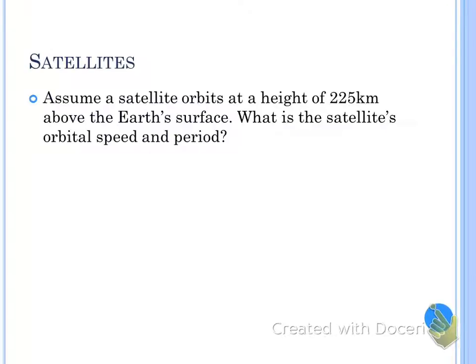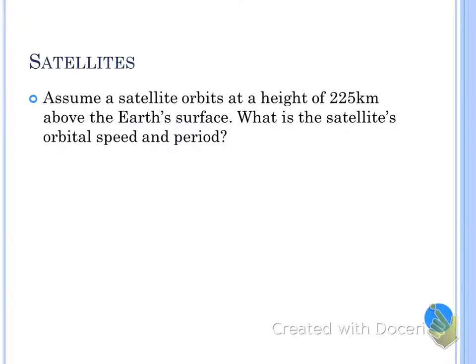Okay. Let's try it. Assume a satellite orbits at a height of 225 kilometers above the Earth's surface. That's a big key for us here. Above. Okay. What's the satellite orbital speed and period? We don't need to know the mass of the satellite, right? That didn't go anywhere in our equation. Just the mass of the Earth was in our equation. Okay, so we don't need our mass of the satellite at all.